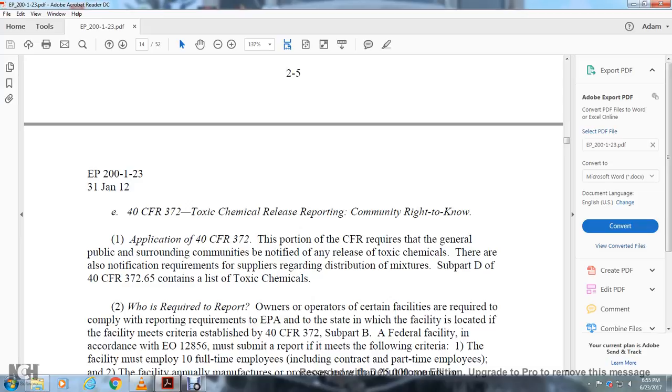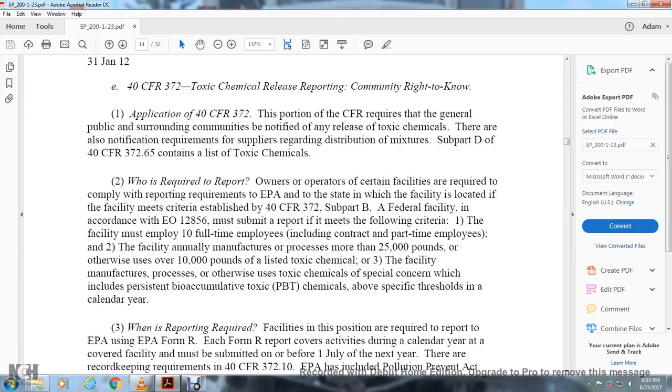There are also notification requirements for suppliers regarding the distribution of mixtures containing toxic chemicals, under Subpart D of Title 40 CFR 372. Who is required to report? Owners and operators of certain facilities are required to comply with the reporting requirements of the Environmental Protection Agency and the state where the facility is located, if the facility meets the requirements established under Title 40 CFR 372 Subpart B, or is a federal facility according to Executive Order 12856.